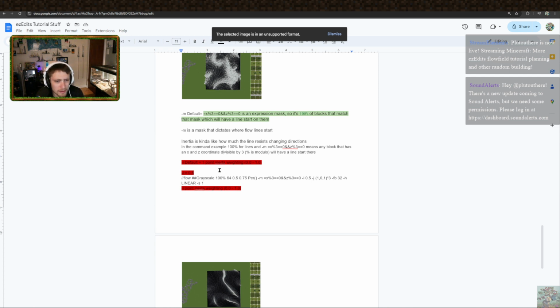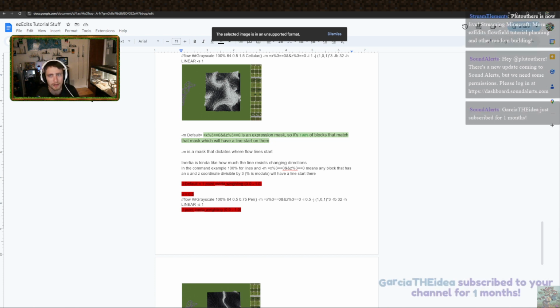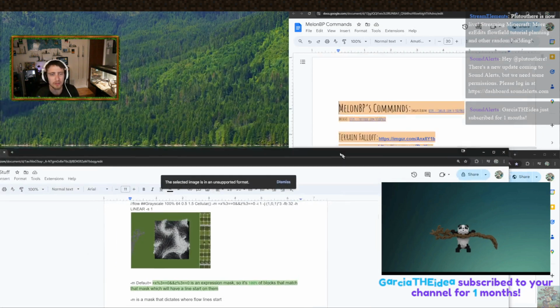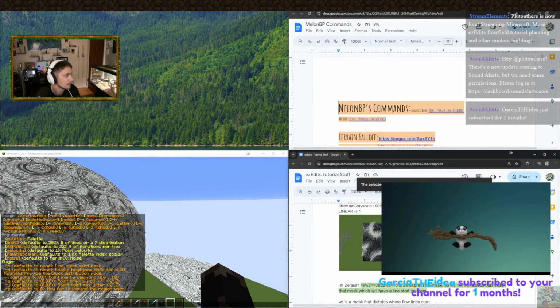Any block that has X and Z coordinate divisible by 3 will have a line start there. Okay. Got it. So it's talking about the flow lines. So if it has a coordinate that is divisible by 3. Okay, that makes a lot more sense. So the coordinate number needs to be divisible by 3. And I guess, so in theory, maybe I understand this a lot more now, and I can kind of manipulate it a little bit.